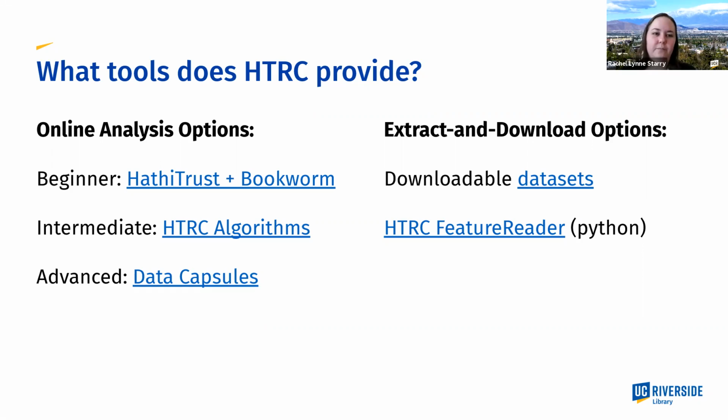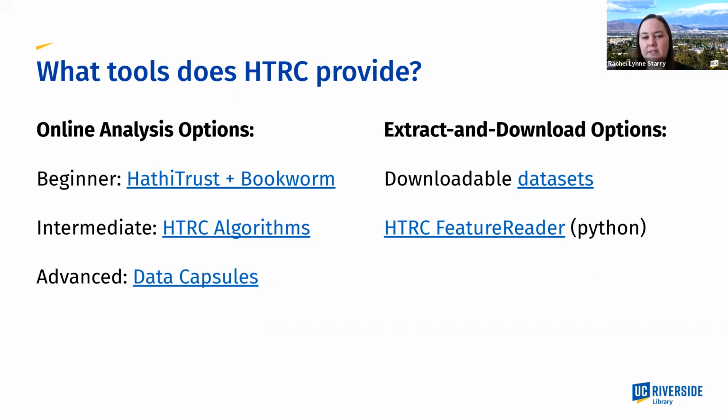In terms of online analysis options, there is a really fantastic tool that I mentioned earlier for visualizing the frequency of words and how they were used across time. That's called HathiTrust plus Bookworm, a web app for visualizing word trends. The HTRC algorithms are slightly more advanced, but honestly quite easy to use. They have great documentation and are fairly intuitive to get set up and running. Those are web-based click and run tools. Again, you don't have to know any programming languages to use these, and we'll look at how to build your own customized collections in HathiTrust and run them through the HTRC algorithms today.